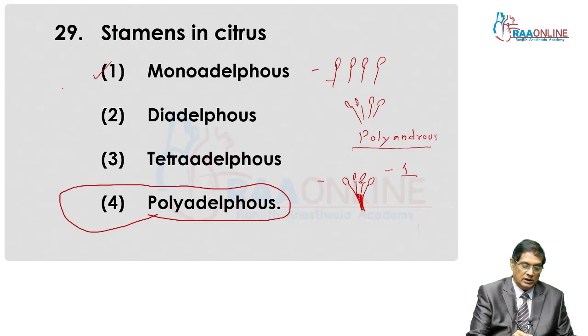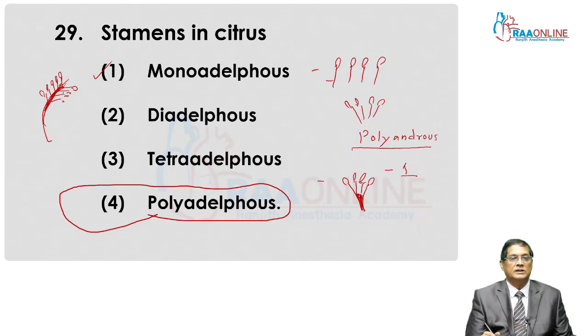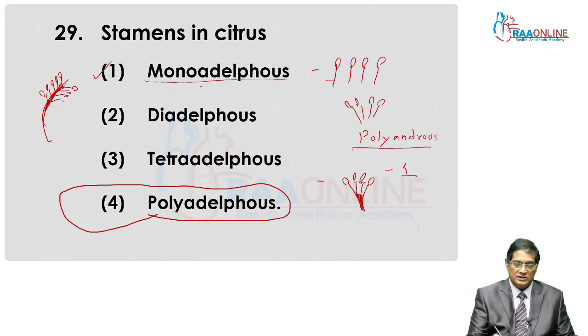If they are in one bundle, you see the flower of hibiscus and you see a structure like that. Filaments fuse to form a staminal tube, and over it you see a number of anthers. Filaments are fused and anthers are free, and they are in one bundle. This condition is known as monoadelphous. One good example is hibiscus.